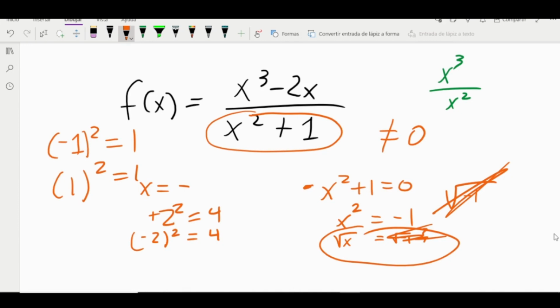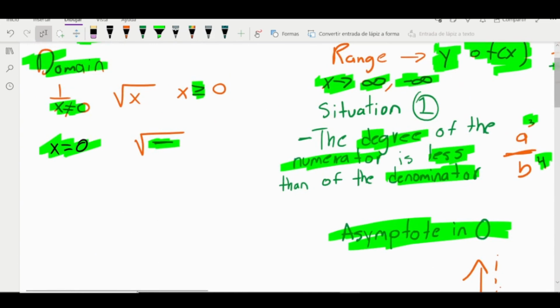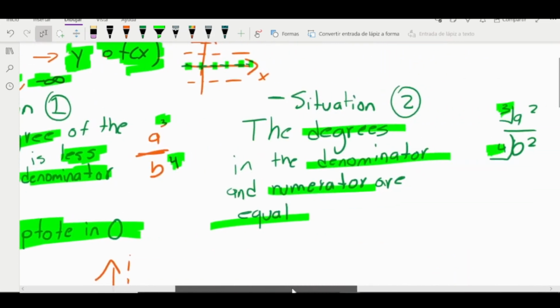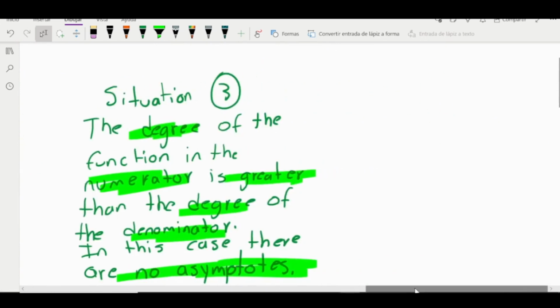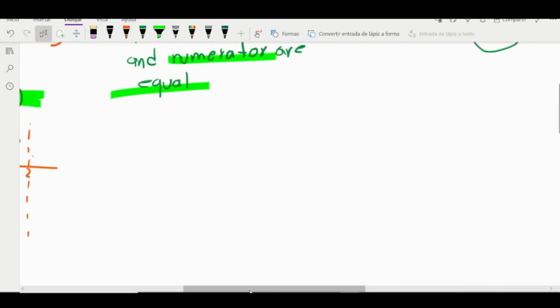Now, check the situation here. Let's check the degrees. The degree on the top is third degree, and on the bottom is second degree. So what happens here? Let's remember the theory situation. The degree of the function in the numerator is greater than the degree of the denominator. In this case, there are no horizontal asymptotes. So here we are not going to have any kind of asymptotes, and you saw that in the demonstration.